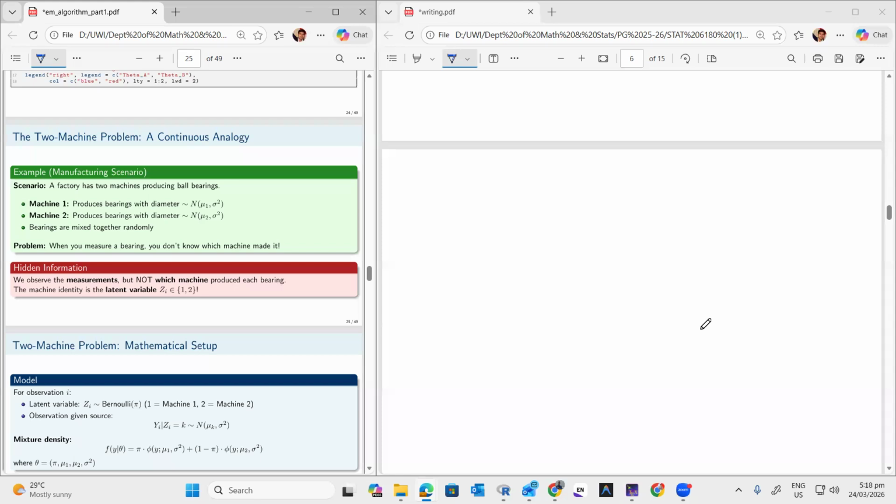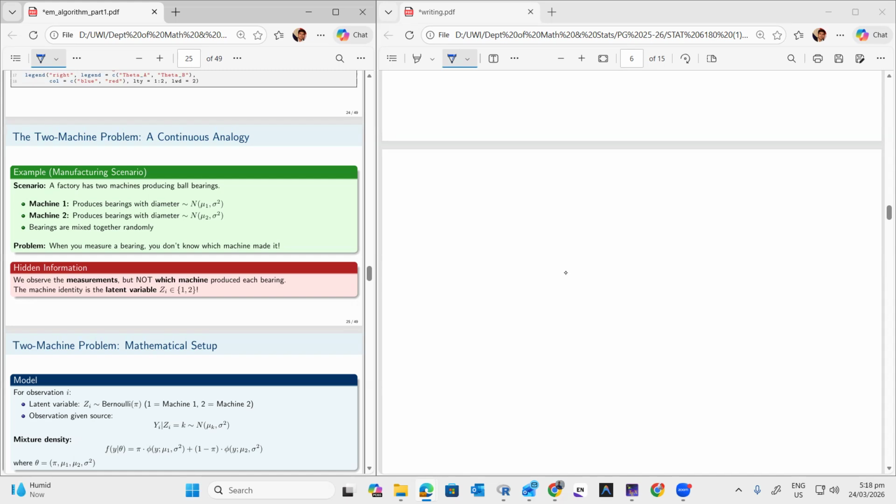Okay, so the hidden information is there. We observe the measurements, but not which machine produced each bearing. So the machine identity is the latent variable here, Zi equals 1 or 2, that we can assume. Here we assume that machine 1 produces diameters with mean mu1, and machine 2 produces diameters with mean mu2. But both machines have the common variance sigma square. Okay, and suppose pi here denotes the proportion produced by machine 1.